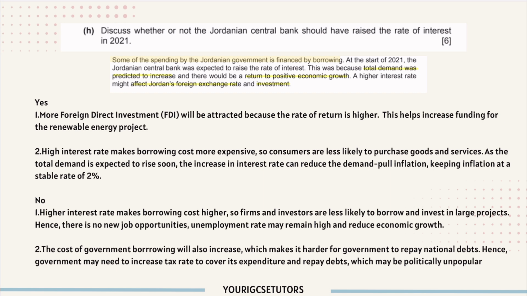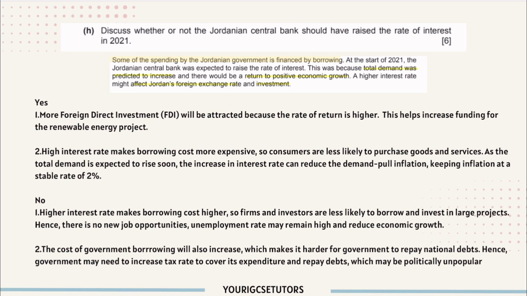First, why the central bank should have raised the interest rate. First, more FDI will be attracted because the rate of return is higher. Or you can say because the rate of interest is higher. This helps increase funding for the renewable energy project. Again, linked to the question. Second, high interest rate makes borrowing costs more expensive, so consumers are less likely to purchase goods and services. As the total demand is expected to rise soon, the increase in interest rate can reduce the demand pull inflation, keeping inflation at a stable rate of 2%.